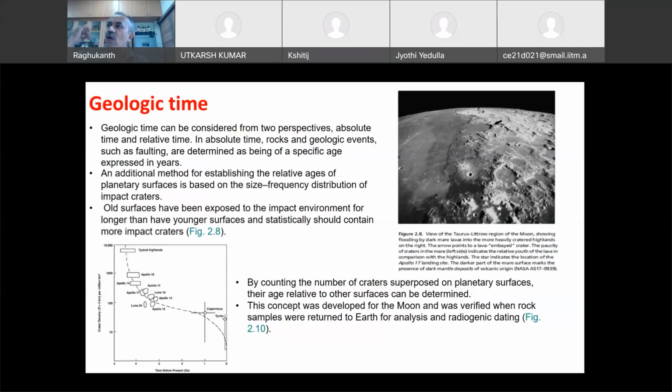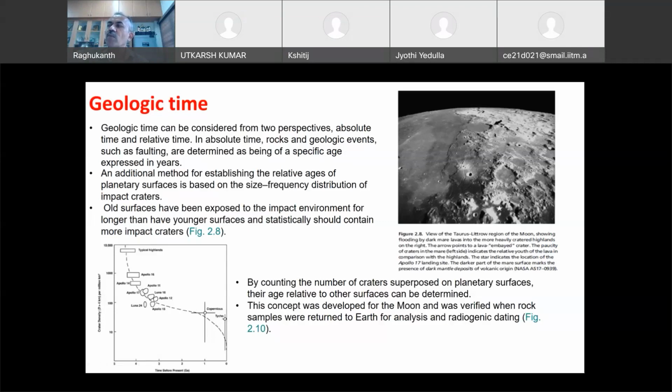You remember that we discussed Steno's laws long back. So people use this methodology to find out ages for other planets also. This concept was developed first for the Moon, and then there was a chance to check whether it was correct or not. So the Apollo missions went.